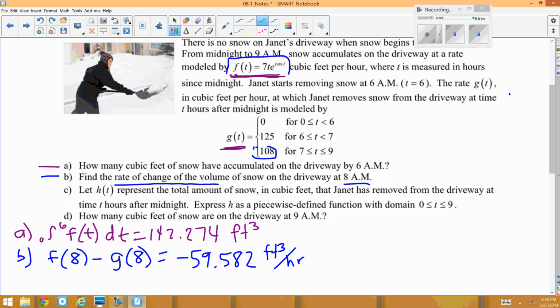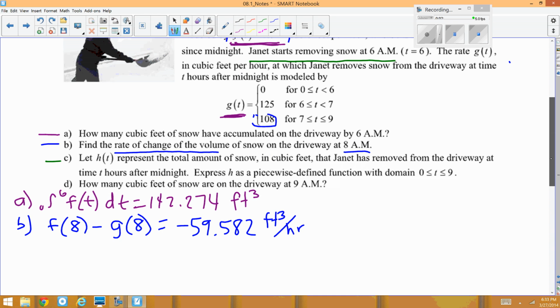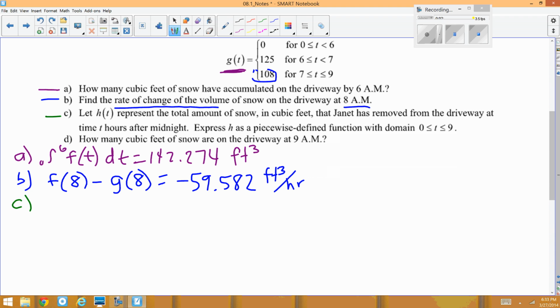Okay, now this is a longer part, part C. We need the total amount of snow that she has removed. Okay, so she doesn't start removing the snow until 6 a.m. So when it's midnight, she didn't remove any. All right, so when we're talking from time 0 to time 6, the function h of t, the amount of snow in cubic feet that she's removing from the driveway, it's going to be that idea of accumulation. What she started with plus whatever she gets to 6.